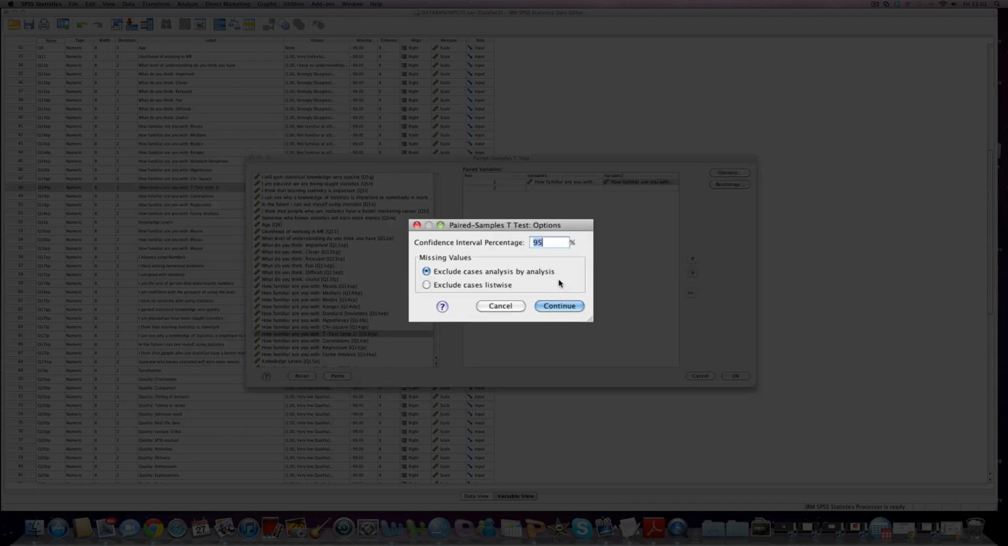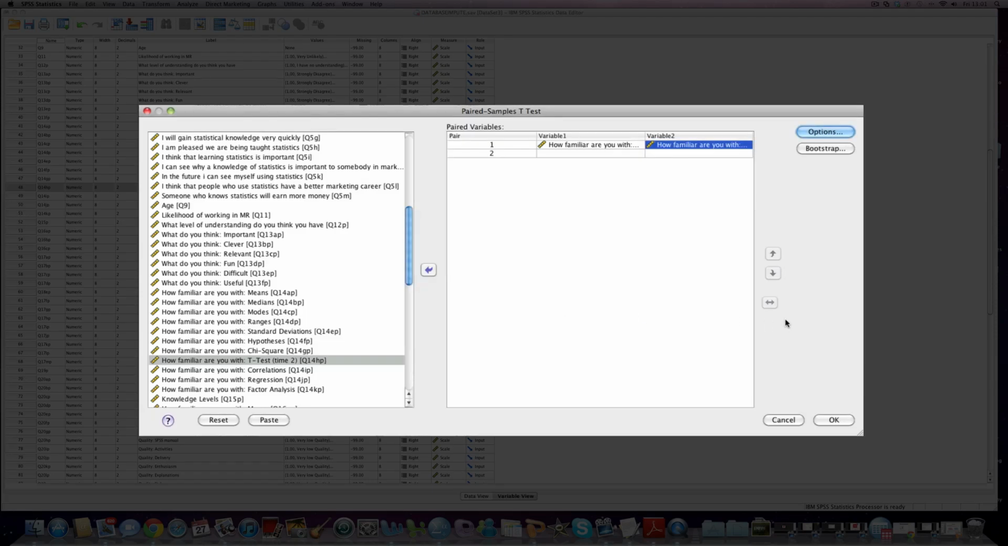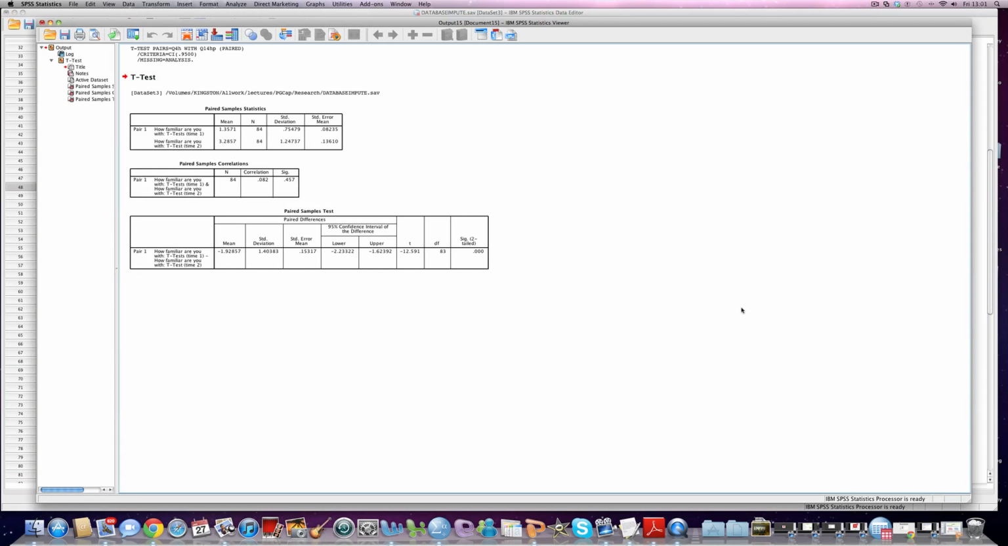Now, we don't really actually have to do anything in terms of options. We just have to make sure that we're excluding cases analysis by analysis. Essentially, we're making sure that we've got two perfect pairs of data. So anybody who's included in this test will have had to answer both questions at both times. We'll click OK, and SPSS spits out the following.